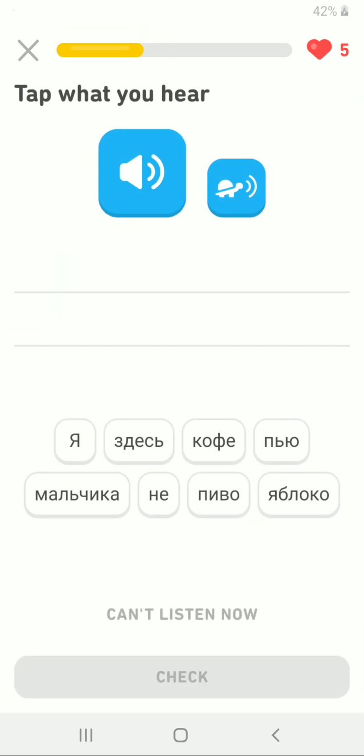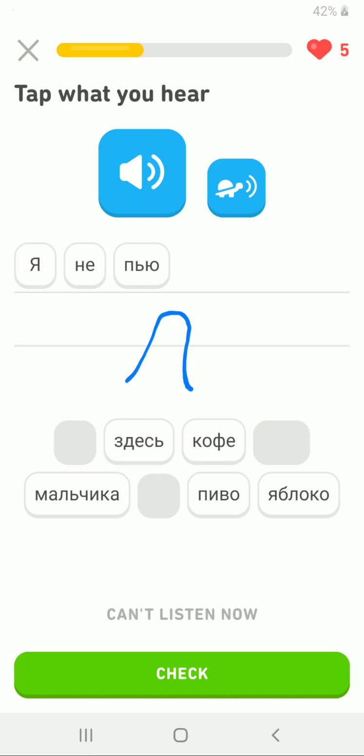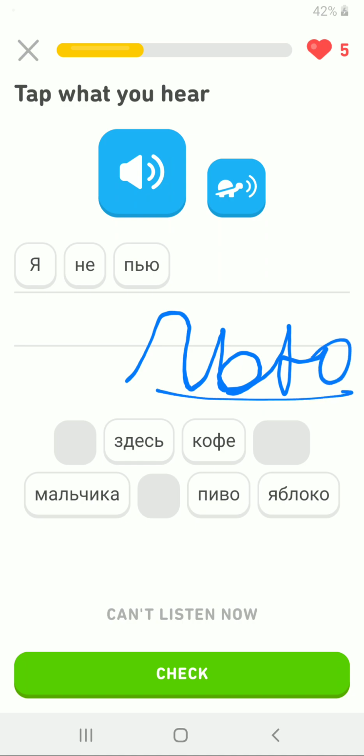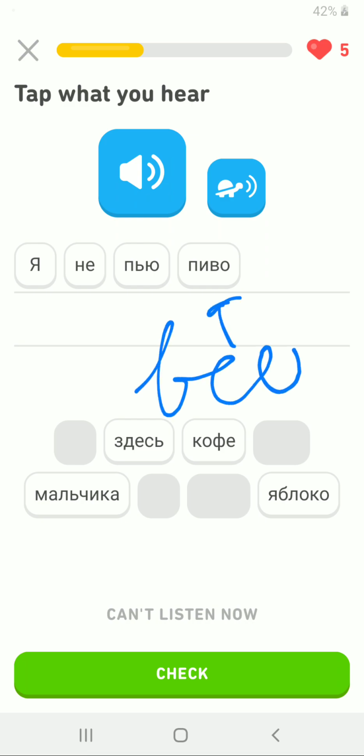Я не пью пиво. Where is пью? П-ю. Let me write it in cursive. So you have the мягкий знак, the softening sound. Пью, it's like п-ю. Я пью. Я не пью пиво. I don't drink beer. What is пиво? Пиво is just something very tasty. It's beer.